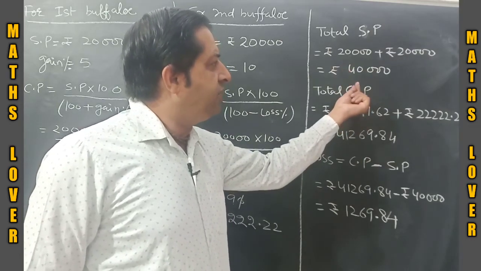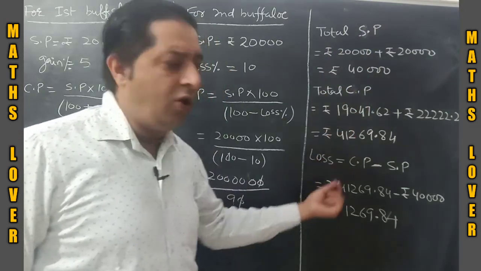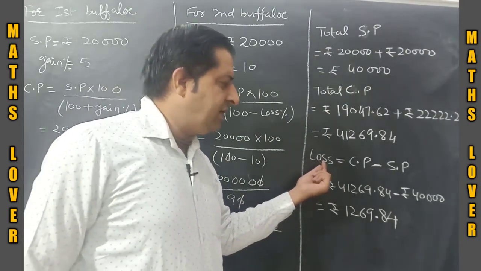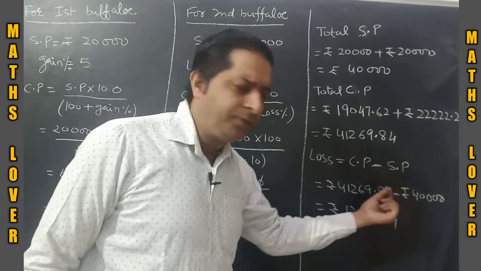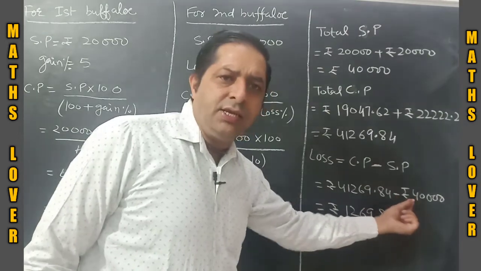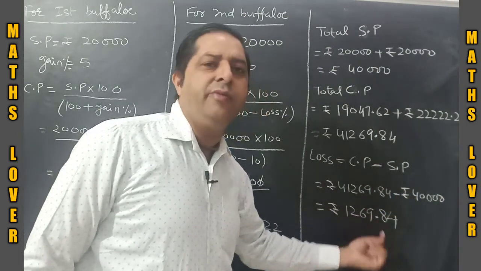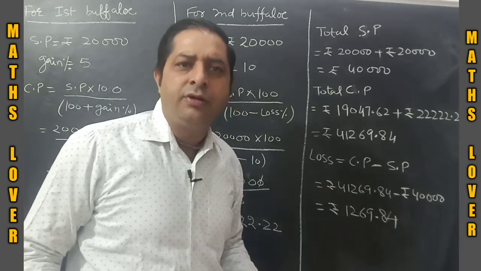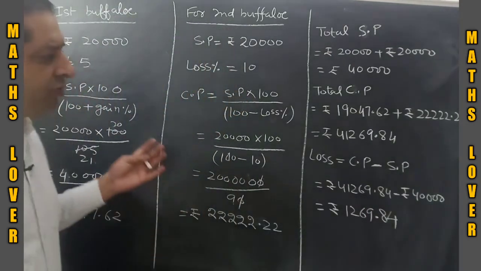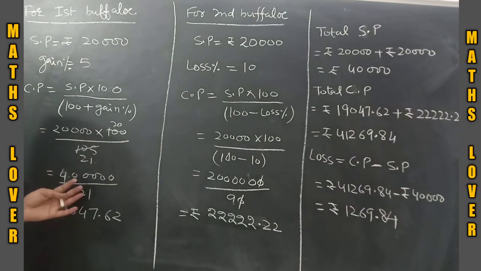Now this is our total CP and this is our total SP. CP is more than SP, so there is a loss. So what is the formula of loss? That is CP minus SP. तो अब हम इन दोनों को सब्ट्रैक्ट कर देंगे और क्या आंसर आ गया? Rupees 1,269.84. Got it? Now pause the video and note down the sum.